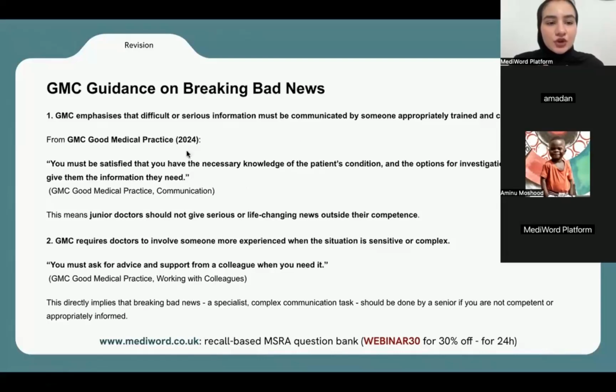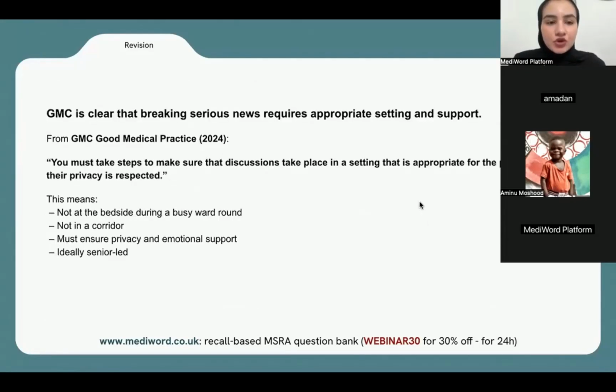So the GMC guidance on this. You must be satisfied that you have the necessary knowledge of the patient's condition and the options for investigation or treatment in order to give them the information they need, which most of the time would be a senior member of the team. It would be a consultant who has knowledge of the condition. And then you must ask for advice and support from a colleague when you need it, when it comes to breaking bad news for patients. So these are the direct guidance from the GMC topics on this.